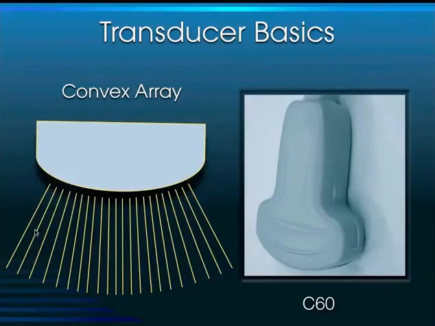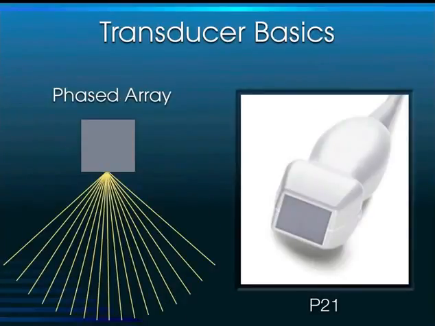So whenever working with an array transducer, it's important to try to center the structure you're looking at down the center of the screen, to take advantage of the fact that the scan lines are a little bit closer together. Now it's not so much of a problem with the C60, but when you get to the phased array transducers, where all the sound comes from a single source, the edges splay out from one another a little more, and you really need to focus on getting the structure you're looking at down the center of the screen.